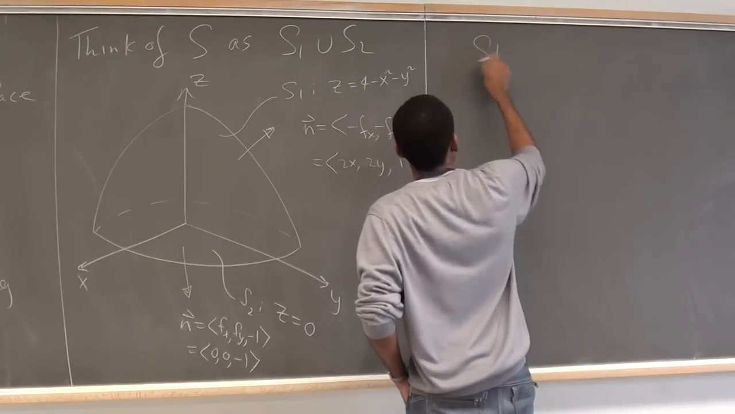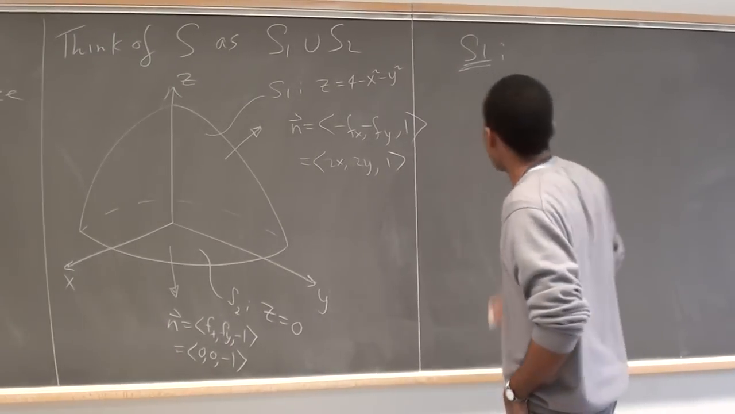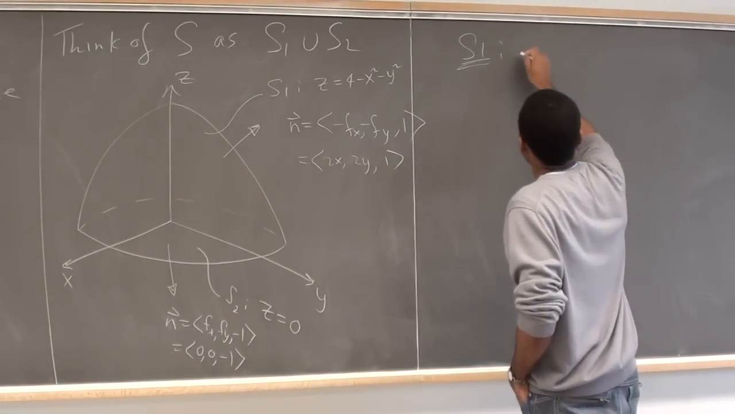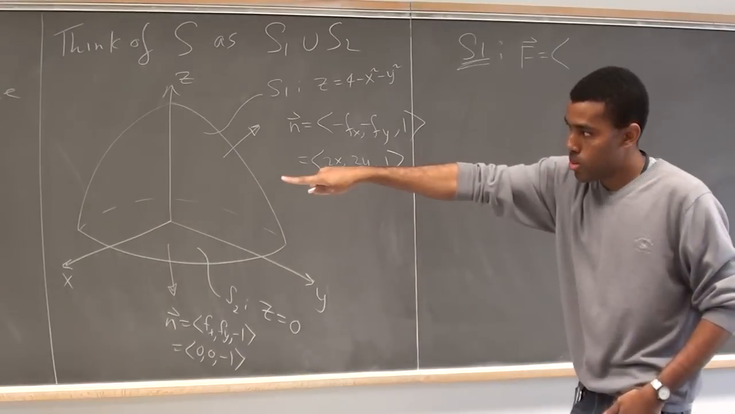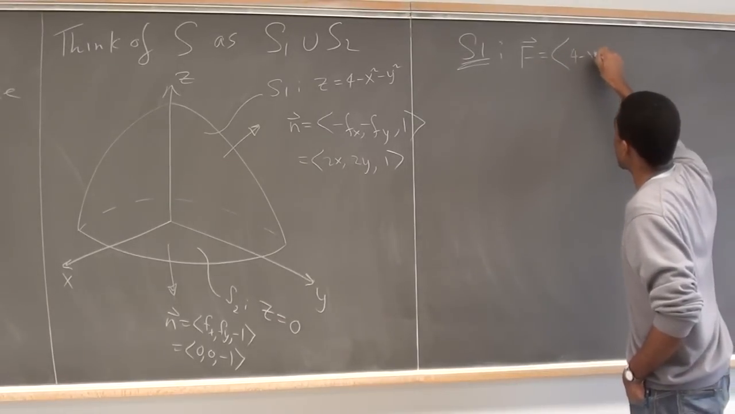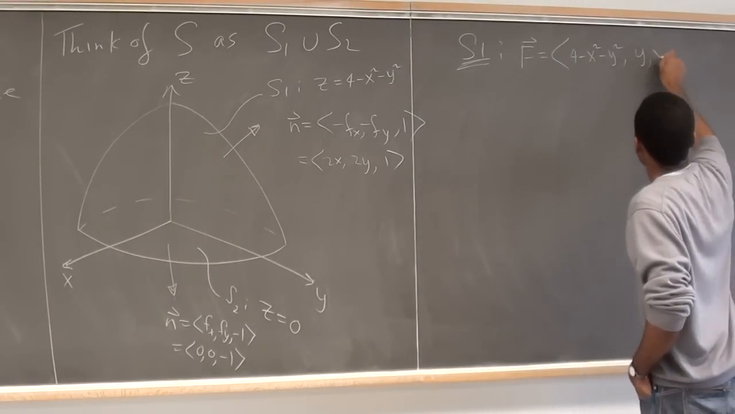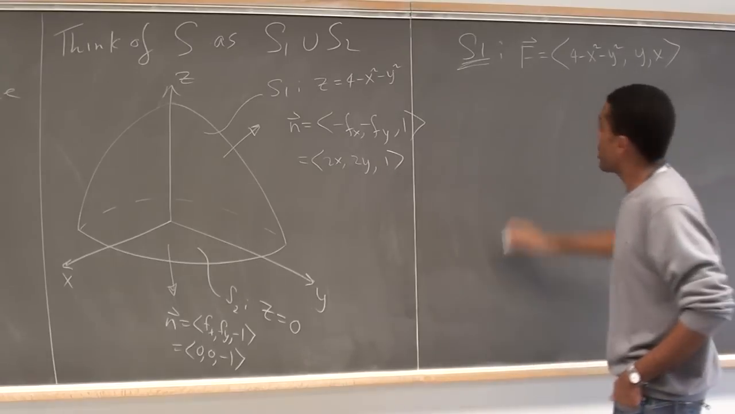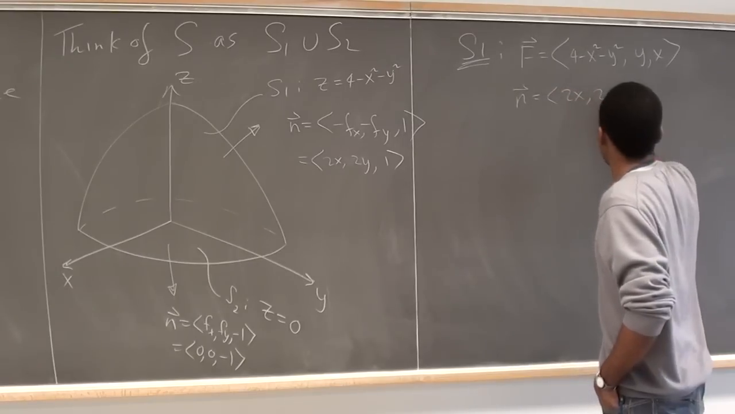So for S1, what are we going to have? First of all, our F is going to be equal to the z. We're going to have to change that. Z here is 4 minus x squared minus y squared. Your n is 2x, 2y, 1.